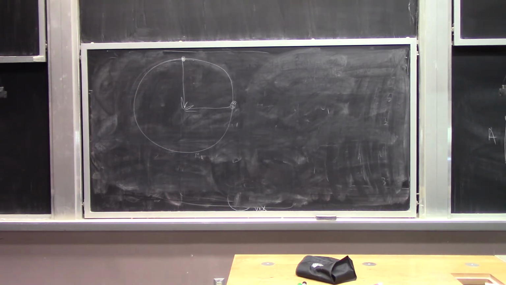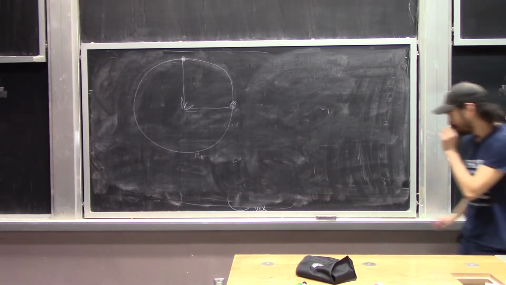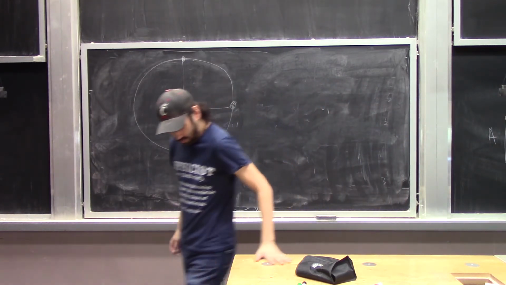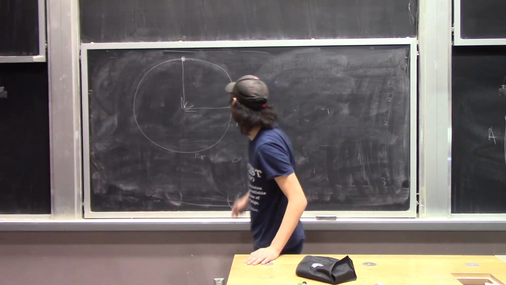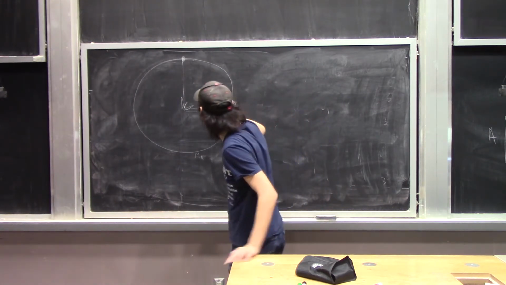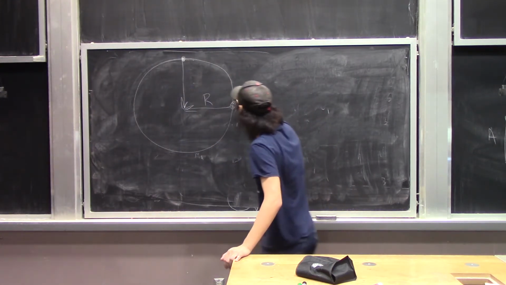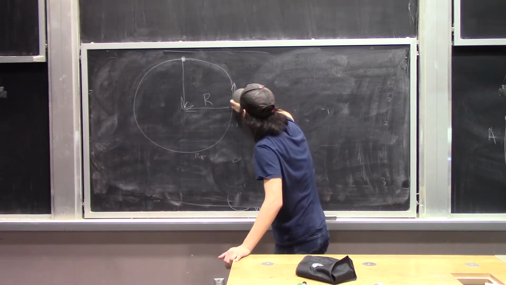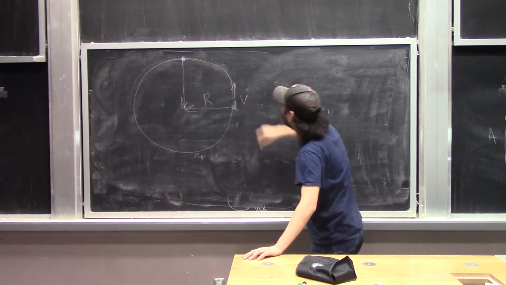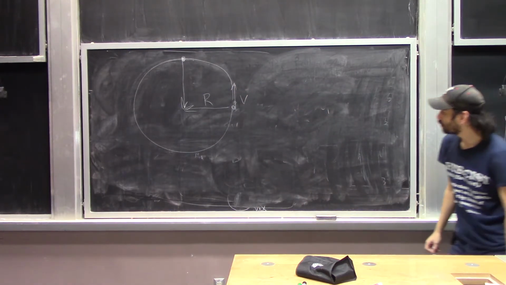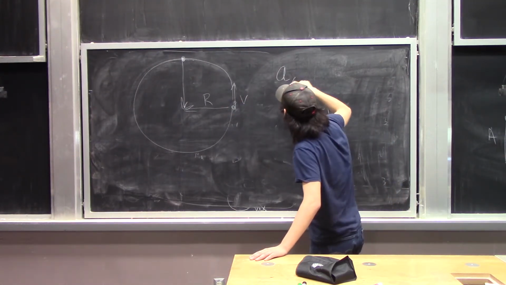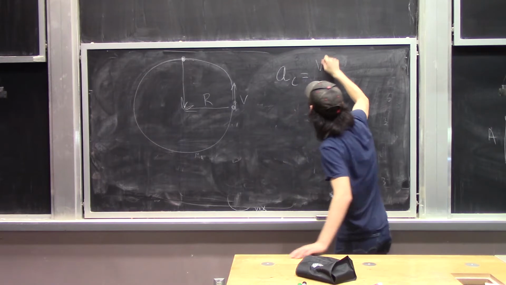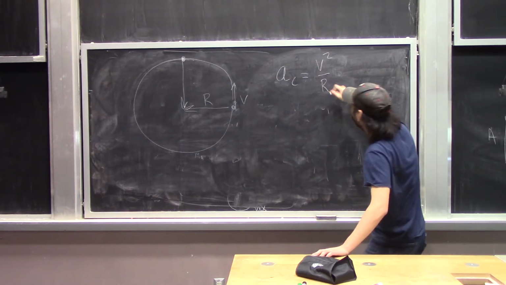Now we want to do some calculations with this. There's one more piece that I need to lay out here, and that's what the acceleration is when you're going around some circle. So if I have some radius r of this circle and I'm moving with some velocity v tangent to the circle, then the acceleration, which we call the centripetal acceleration, a sub c, is going to be equal to v squared divided by r.